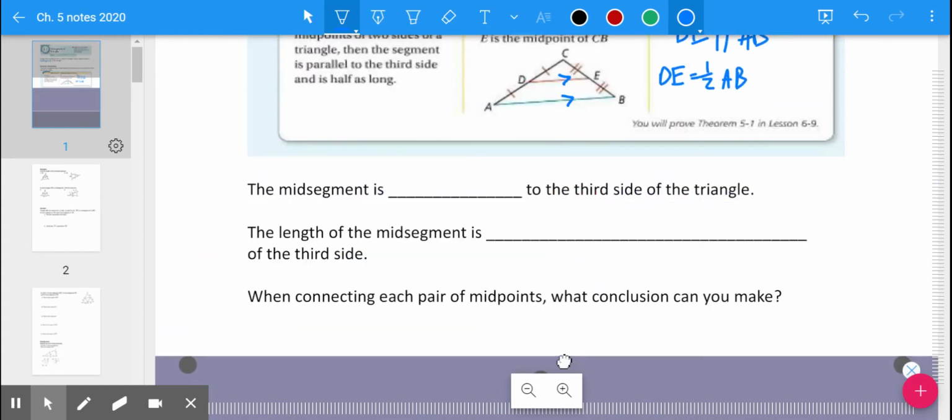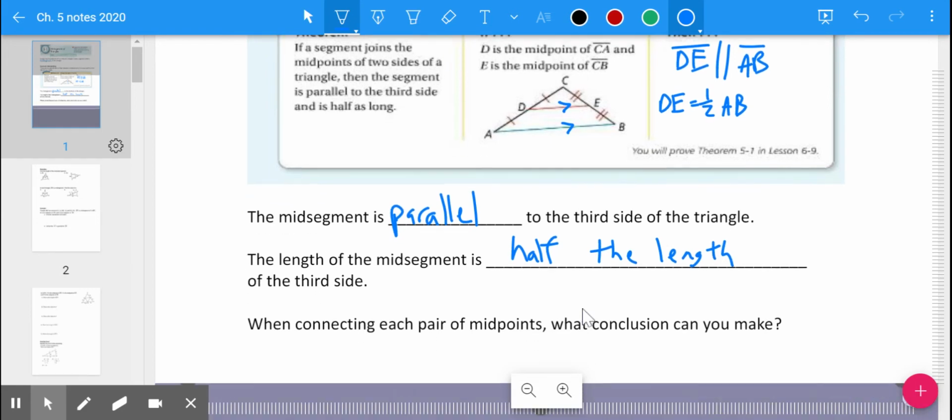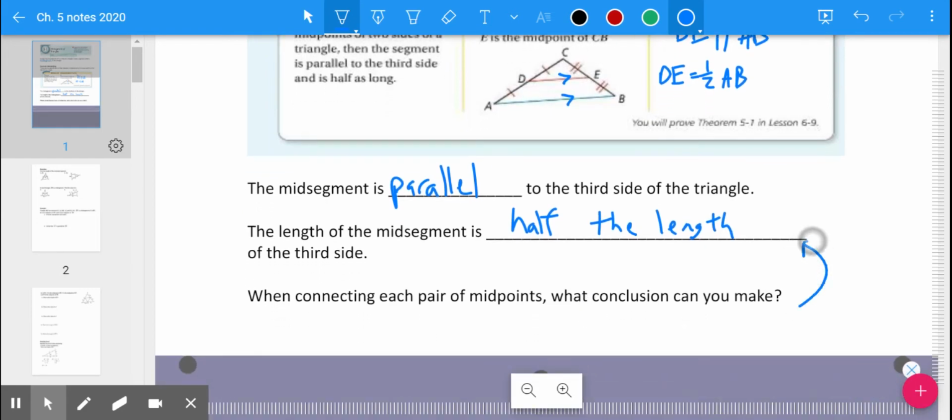We're going to work with those today. So a couple things, how to break it down. The mid-segment is parallel to the third side. That's the first important thing to break down here. Second thing, the length of the mid-segment is half the length of the third side. And when connecting the midpoints, what conclusion can you make? Well, you can make both of those conclusions, and that would be all about the mid-segment.